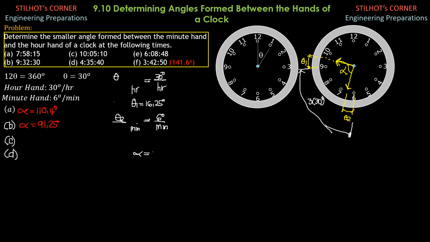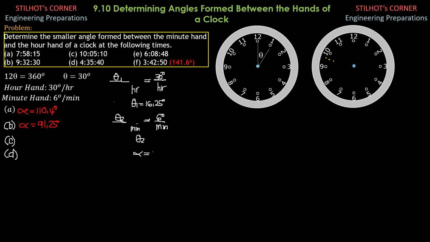So theta 1 as to time in hour, and this is theta 2. Then the reading, part C, is 10, 5, 10.